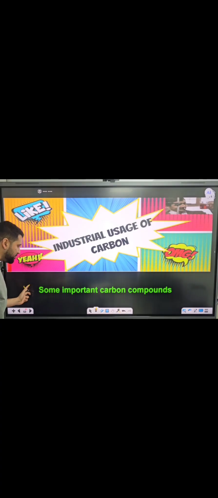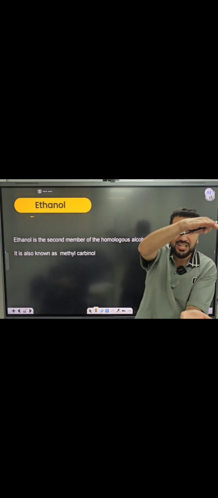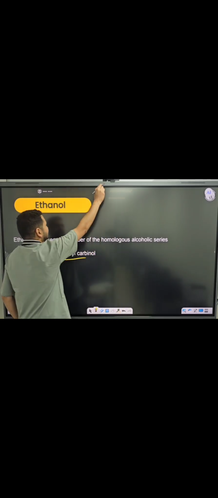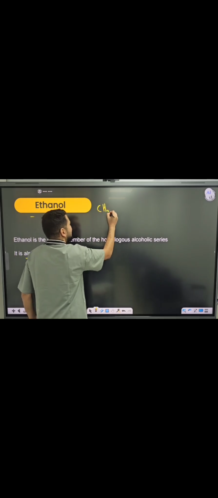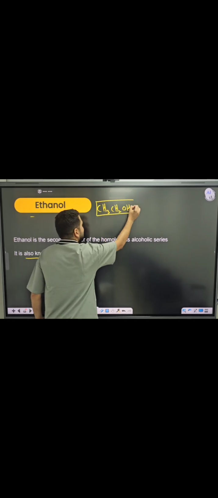Now guys, we have some important carbon compounds, and the first one is ethanol. You should know that ethanol belongs to the homologous alcohol series, and it is the second member of the homologous alcohol series. Clear? We write it in this way, CH3CH2OH. That's what I'll be calling ethanol. Two carbons are there, an OH group is there, so I'll be calling this ethanol.